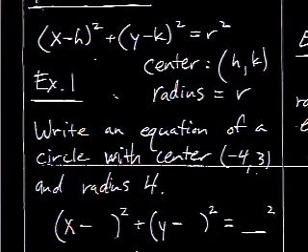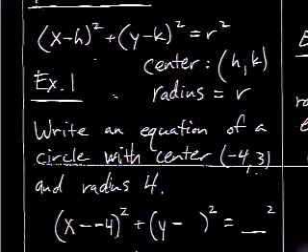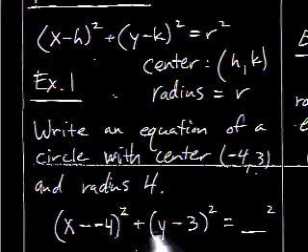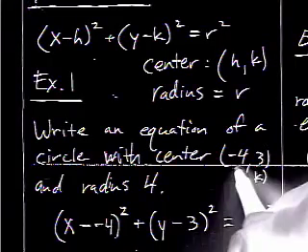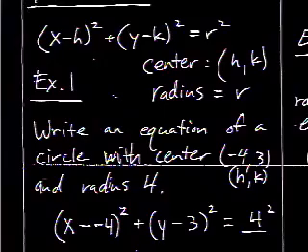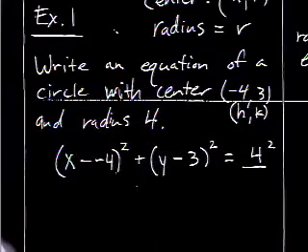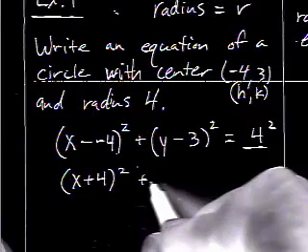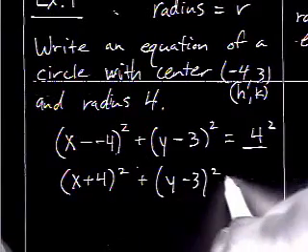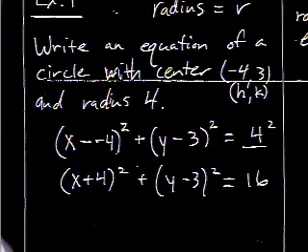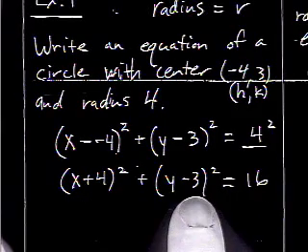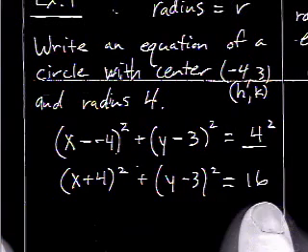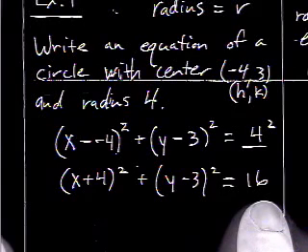So I need to fill in those blanks. I got negative 4 there. I got positive 3 there. That's my h and my k right there. And my 4 over here. If you want to simplify that a little bit, that would be (x plus 4) squared plus (y minus 3) squared equals 16. That has a center at negative 4, 3. Yes, I know that looks backwards from your common sense. And then the square root of this number is your radius.